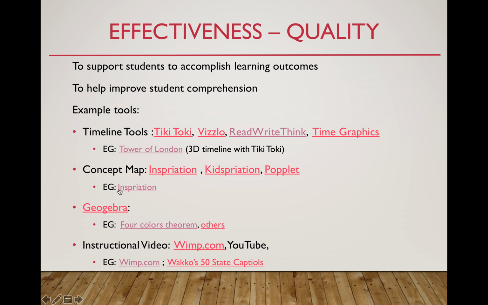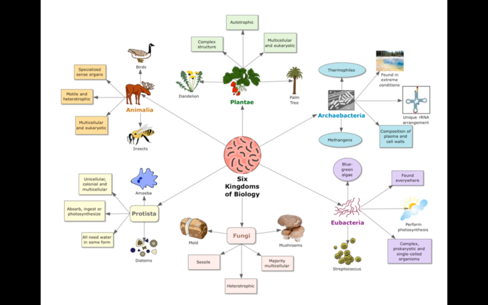The next one, which is one of my favorites, is concept maps. So there's Inspiration, Kidspiration, and Poplet. These are, excuse the spelling errors there, but what happens here is you're actually visually building something that helps students understand, or students can build these in Inspiration as well. So this one shows the 6 kingdoms of biology. So you can see all the different pieces and all the key terms and even special characteristics of it. So what happens with animals versus what happens with fungi. So you can see all the different pieces of it.